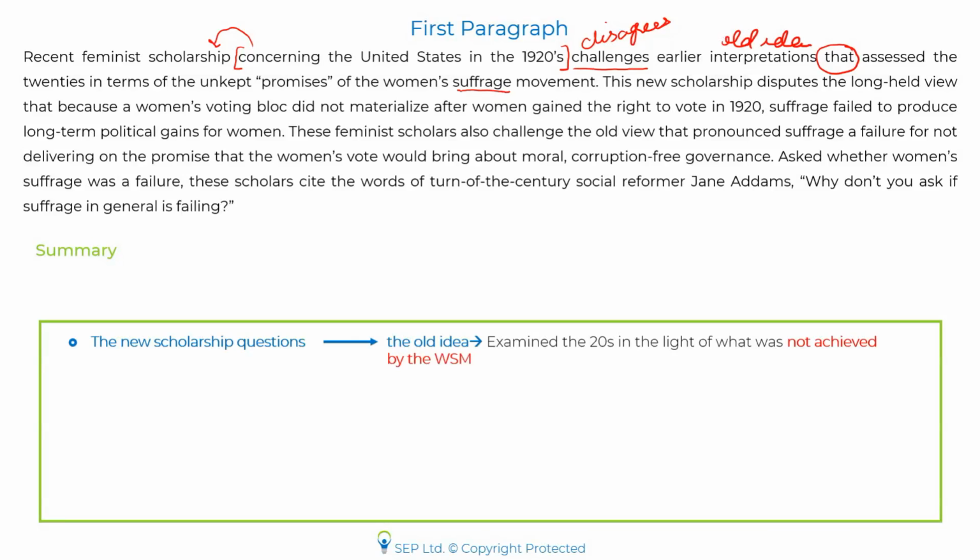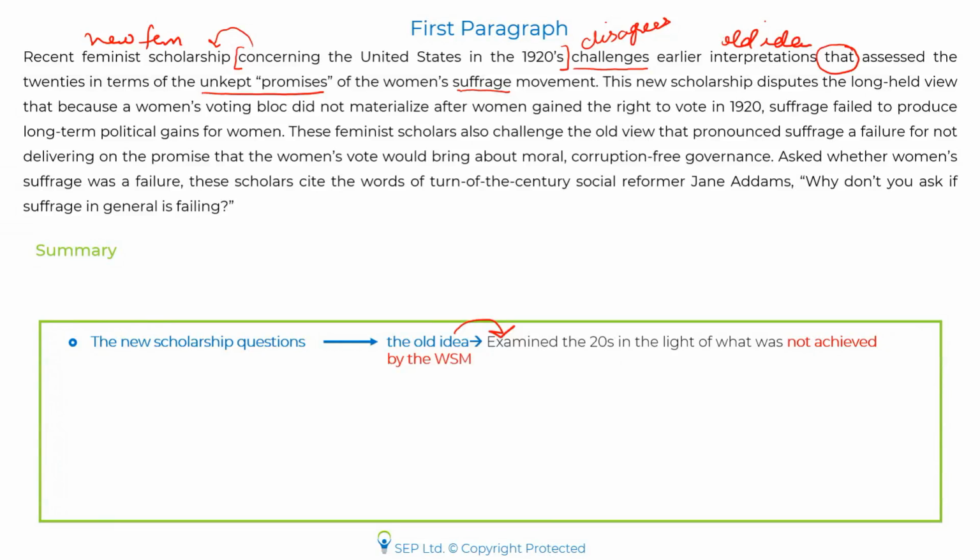Okay, I'm calling this the new feminist idea because it's recent. And the old idea, what was the old idea doing? The old idea examined the 20s in light of what was not achieved by the women's suffrage movement. How do I know not achieved? Because we're talking about unkept promises. So when you simplify a sentence in your own words, you are understanding the full gist of it.